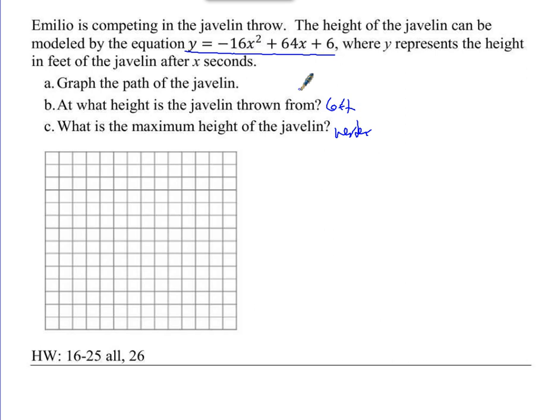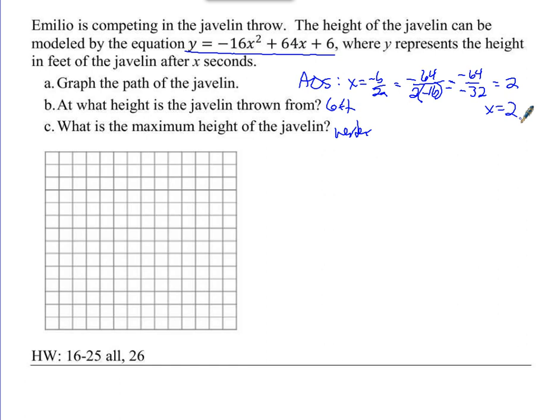We need an AOS. X equals negative b over 2a. So we have negative what? Negative 64 over 2 times negative 16. All right, so we have negative 64 over what? Negative 32, which reduces down to 2 seconds. So x equals 2 is the axis of symmetry.